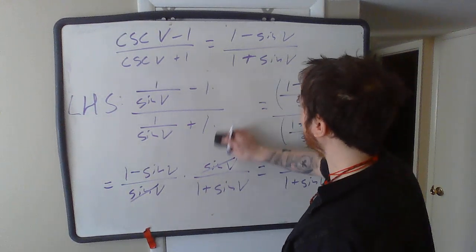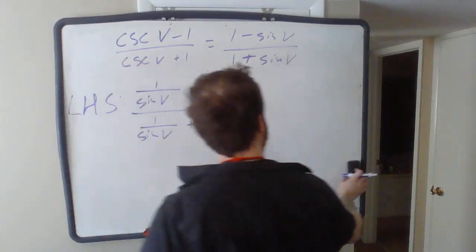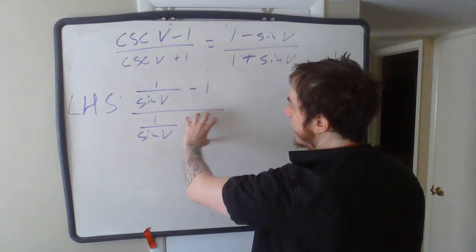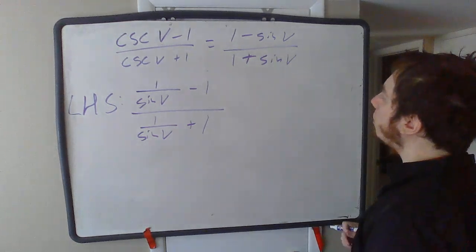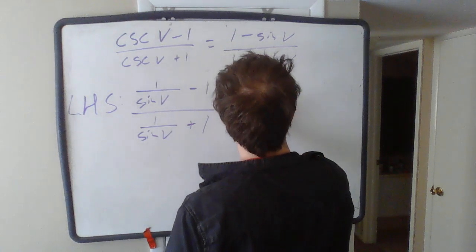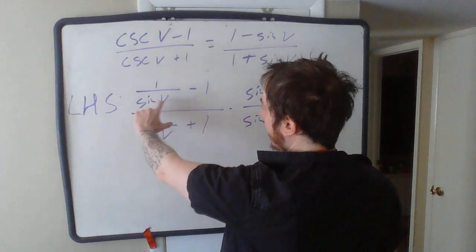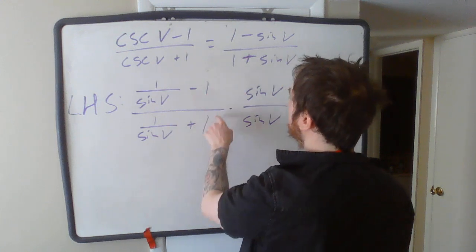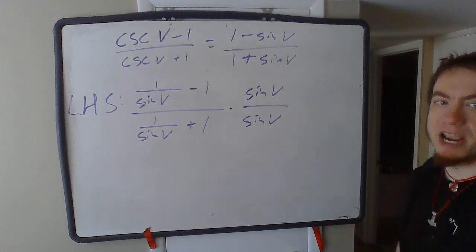The way that I noticed I could do this faster, instead of simplifying the numerator and the denominator of this compound fraction separately, was to ask what would happen if I just multiplied this entire thing by sine of v divided by sine of v. Because if I did that, these would cancel and leave me with just ones, and these would turn into minus sine v and plus sine v.